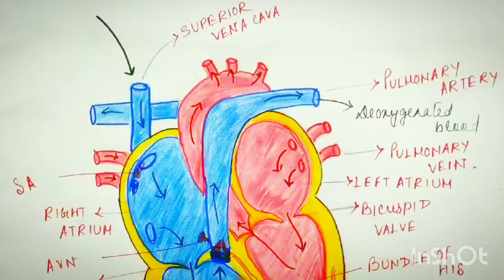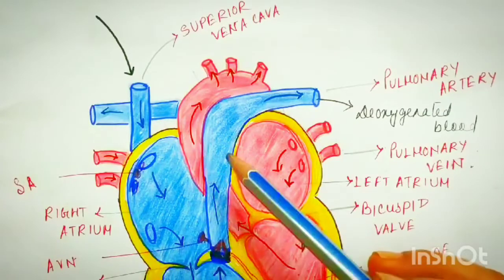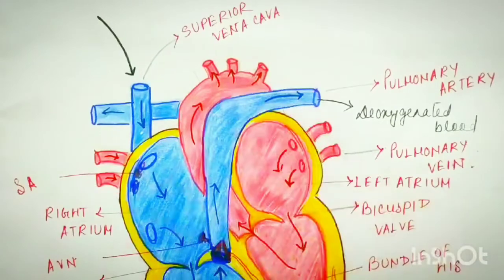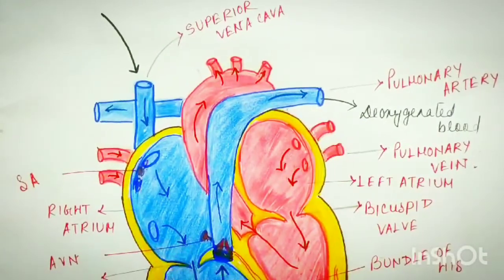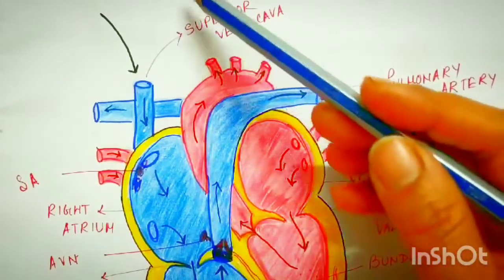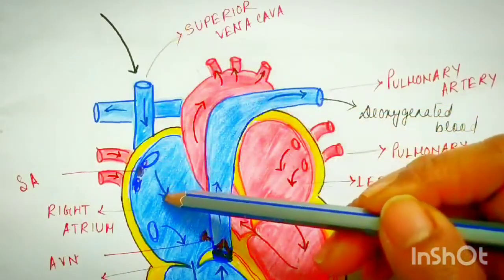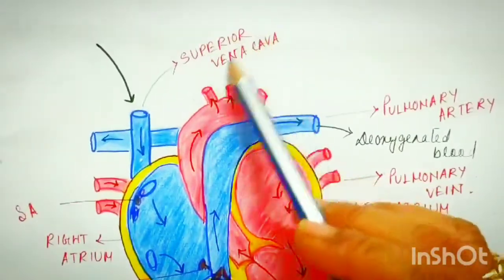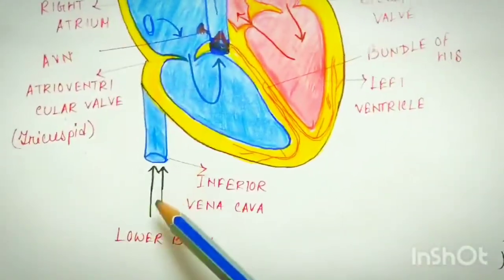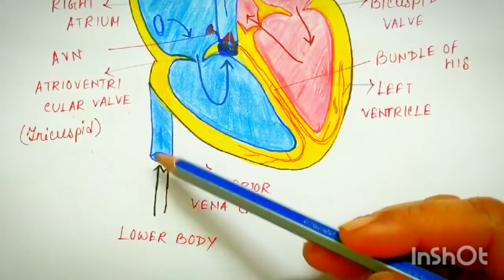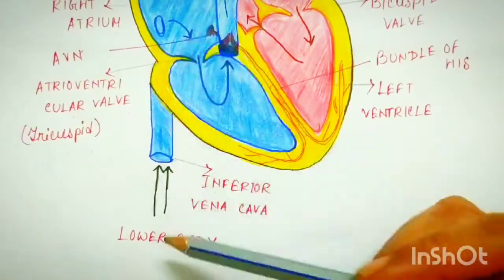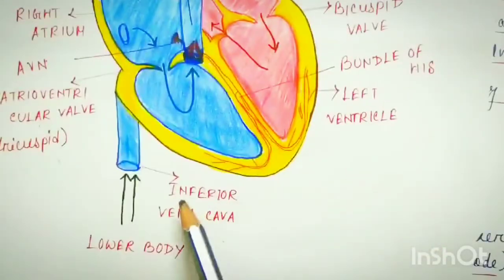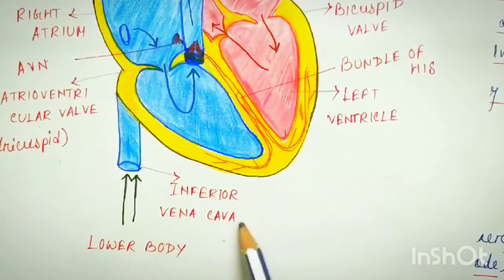In this diagram of the heart, the blue part indicates the impure blood and the red part indicates the pure blood. So in the human circulatory system, from the upper body the impure blood enters the right atrium with the help of a large vein known as the superior vena cava. And from the lower portion of our body, the impure blood enters the right atrium with the help of the inferior vena cava. So the upper one is the superior vena cava, and from the lower part it is the inferior vena cava.